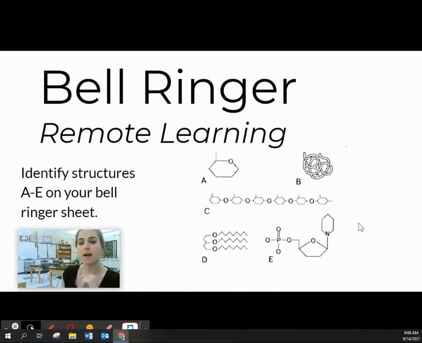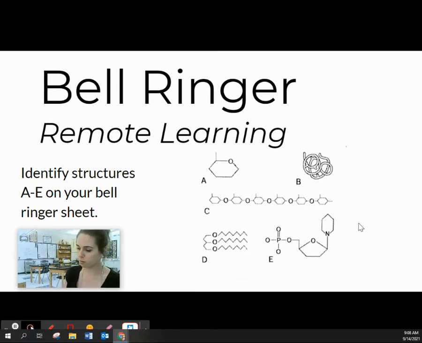D has 3 oxygens and 3 little tails, like fatty acid tails coming off of it. So that would be this guy here, your fat. Okay. It's not a phospholipid because there's no phosphate mentioned, and there's 3 tails instead of 2. Phospholipids have 2 tails. Then lastly, E is what we're actually going to talk about today.